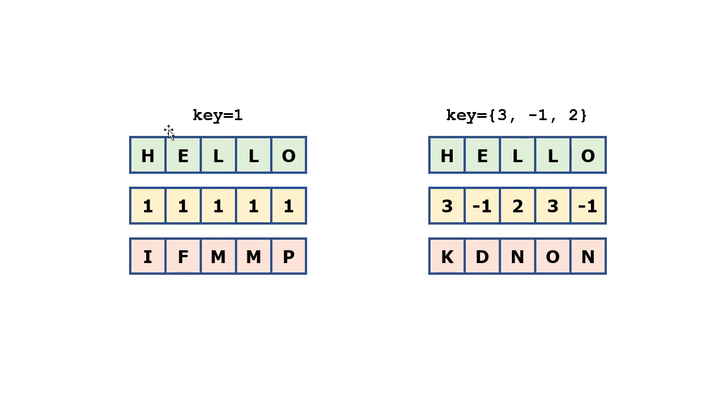So you may have seen this very simple encryption scheme where you take each letter and then you add some amount to it. You shift it by some number. So here our key on the left is 1. So we'll say H when we add 1 becomes I, E when we add 1 becomes F, L when we add 1 becomes M, we have another M, and then O when we add 1 becomes P.